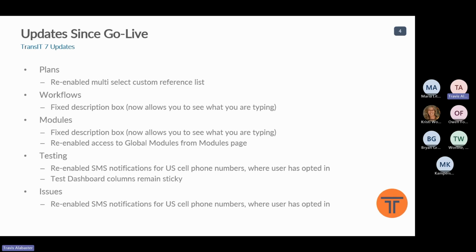In terms of testing, if you're our friends on the American side of the border, you can now get SMS notifications via your cell number as long as the user is opted into it. I'll re-show the test dashboard columns remaining sticky. And then in terms of the issues, it's the same as the testing, the SMS notifications, as long as the user has opted in and said, yes, they do want to see and receive those SMS messages.